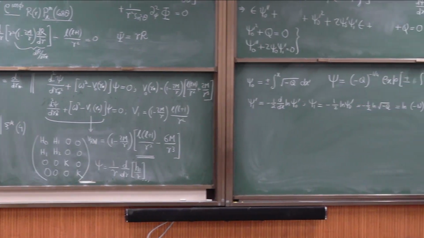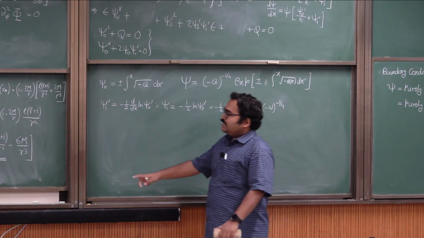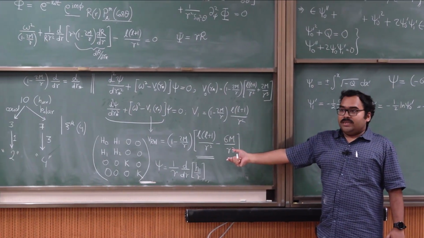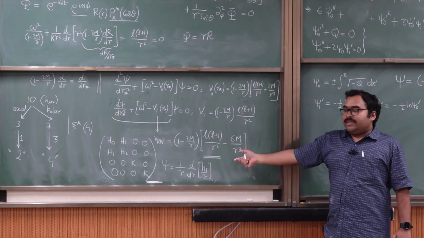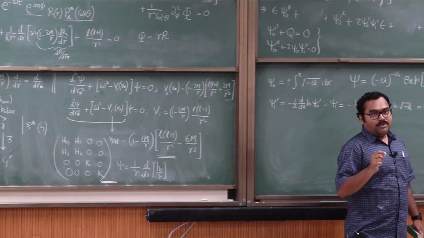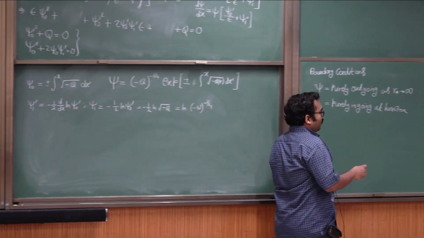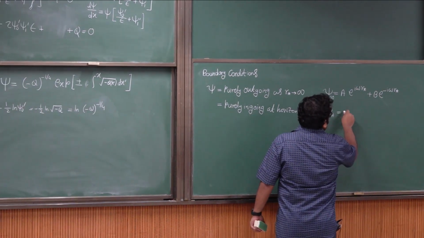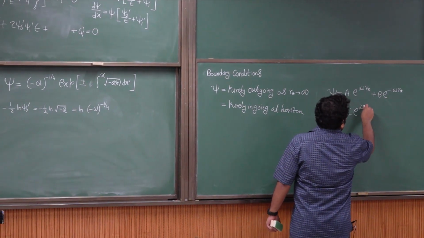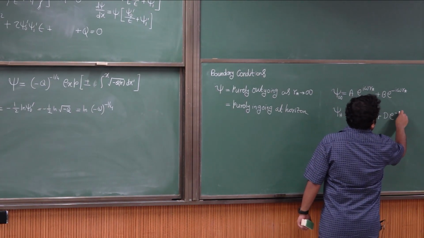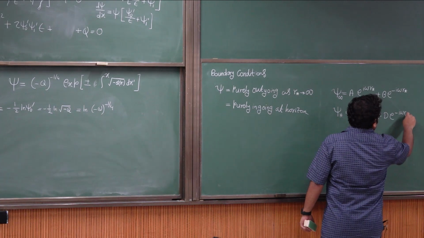Similarly, at the horizon, as I have mentioned, all the potentials identically go to 0 because of the 1 minus 2m by r in front. That means there also the solutions are plane waves, e to the power plus I omega x as well as e to the minus I omega x. So at the horizon, the solutions are c e to the I omega r star plus d e to the minus I omega r star.